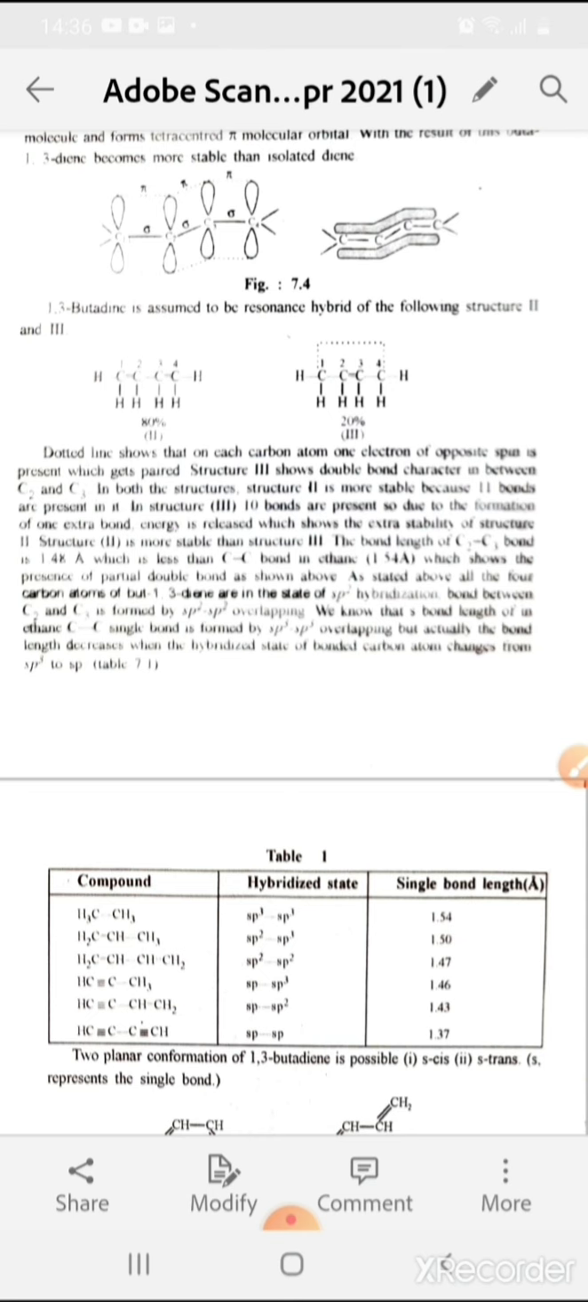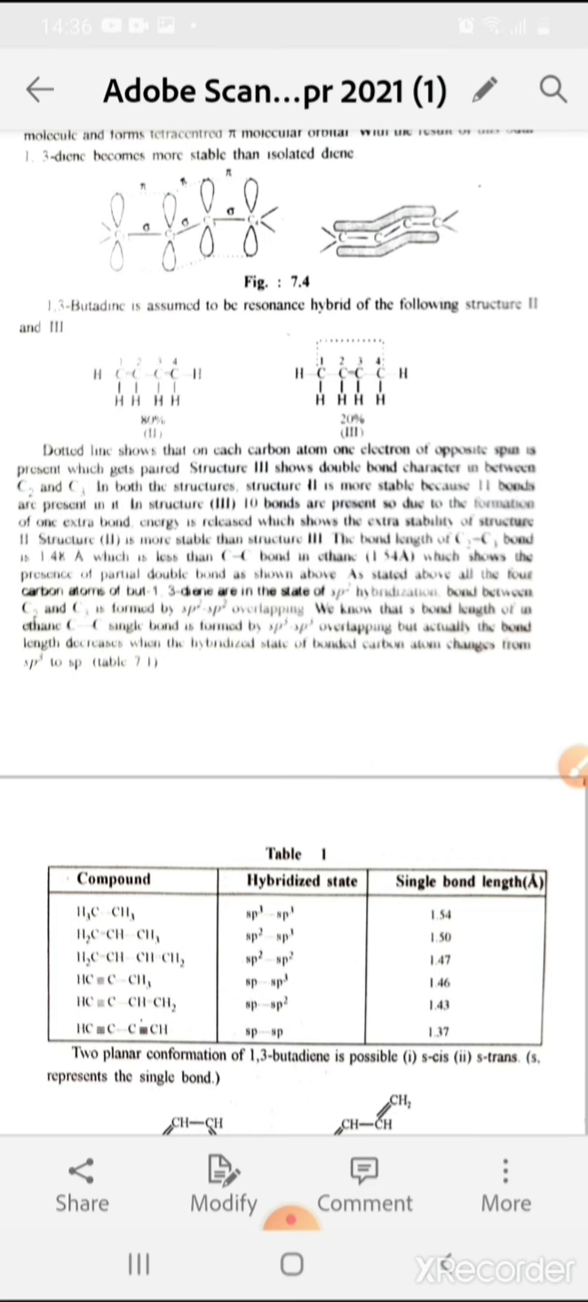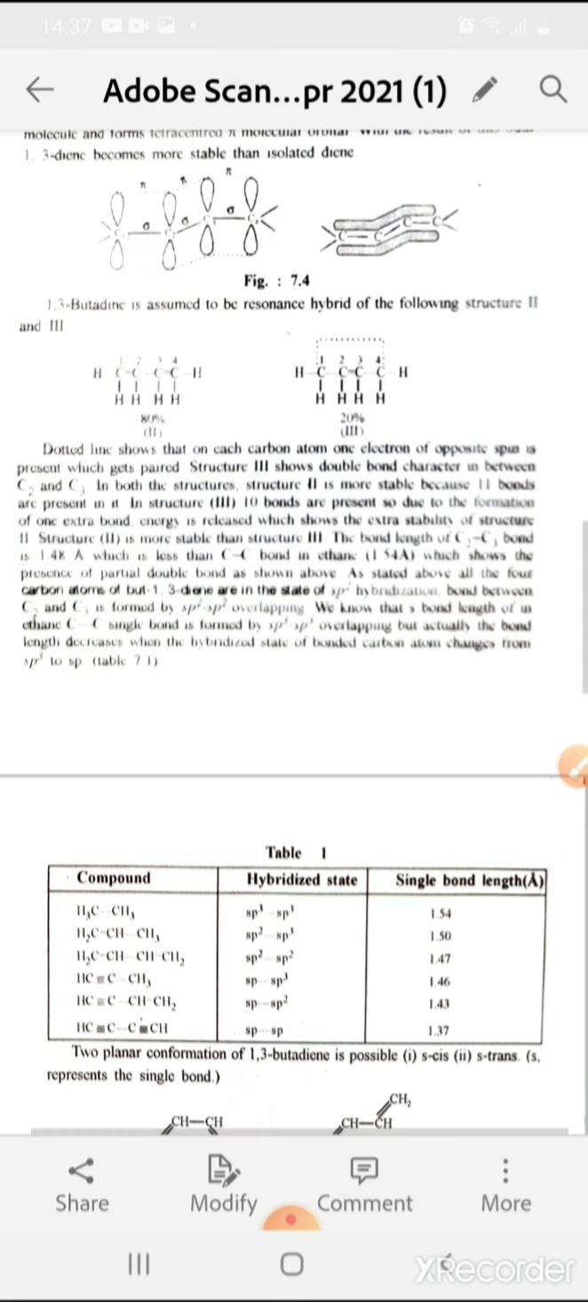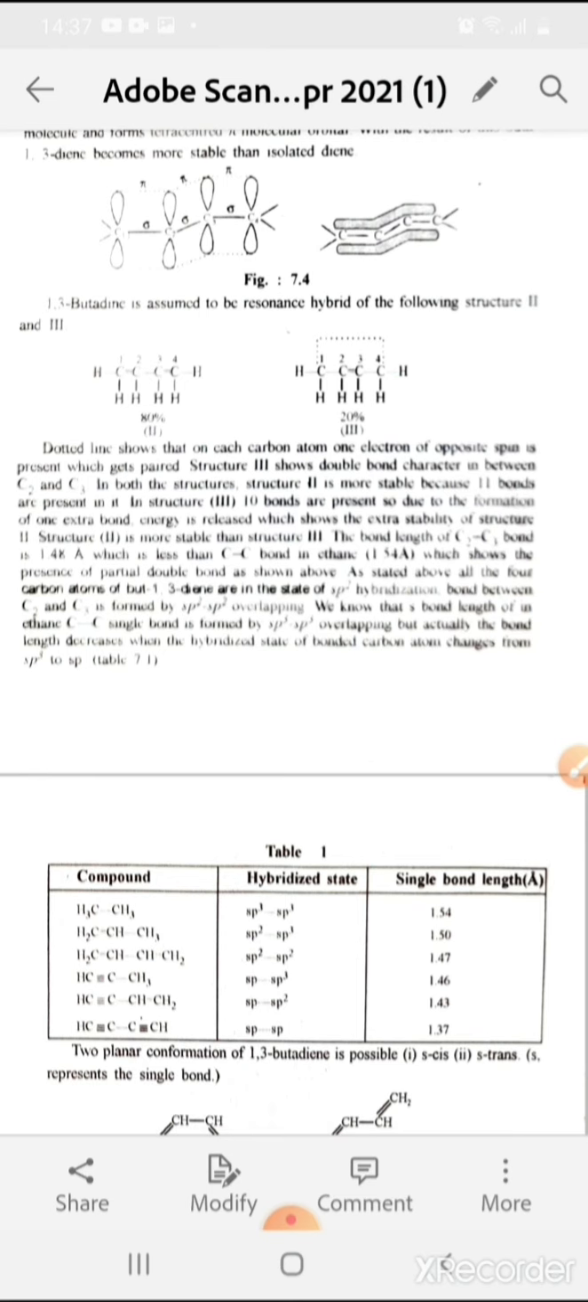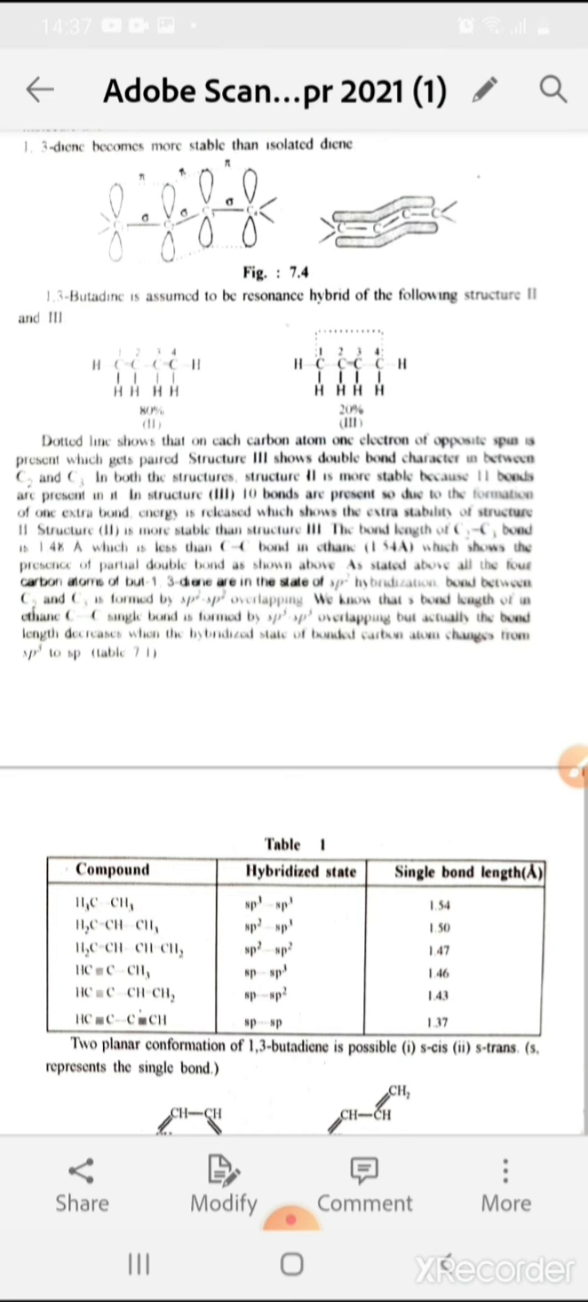The bond length of the C2-C3 bond is 1.48 angstrom, which is less than the C-C single bond in ethane, which is 1.54 angstrom, and which shows the presence of partial double bond character, as we have already discussed. As stated above, all the 4 carbon atoms of buta-1,3-diene are in the state of sp2 hybridization, and the bond between C2 and C3 is formed by sp2-sp2 overlapping. We know that the ethane C-C single bond is formed by sp3-sp3 overlapping, but actually the bond length decreases when the hybridization state of bonded carbon atoms changes from sp3 to sp.